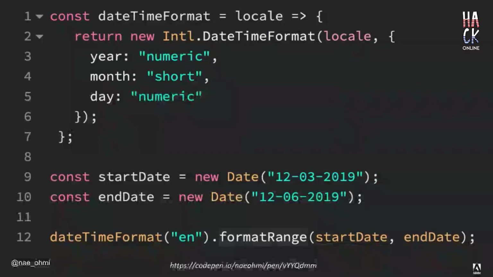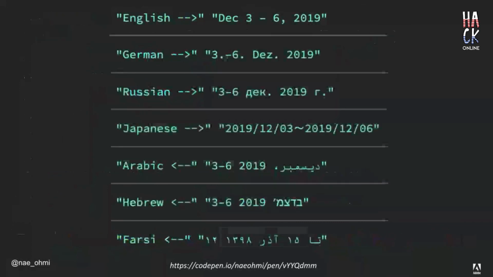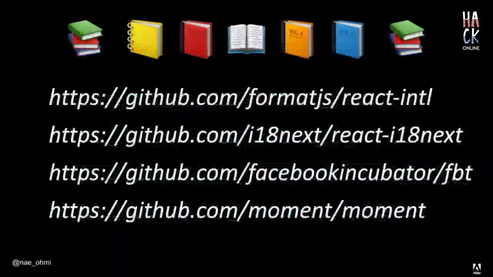So JavaScript to the rescue. Here's a simple example of the same INTL object. Here we're passing in date time format, and we're passing in a range. So we're formatting the range from the start date to the end date. And if we look at how that's displayed, we can see December 3rd through the 6th across locales, and that variety is so fascinating.